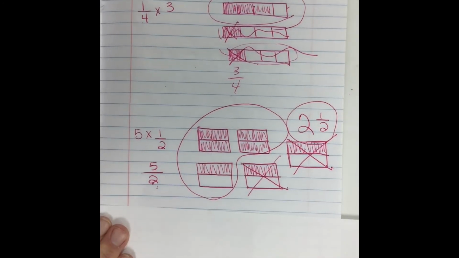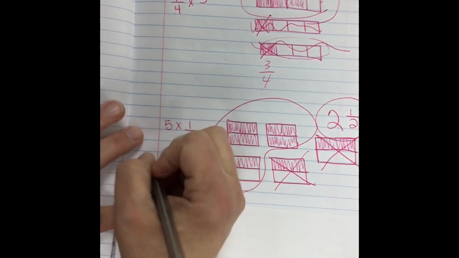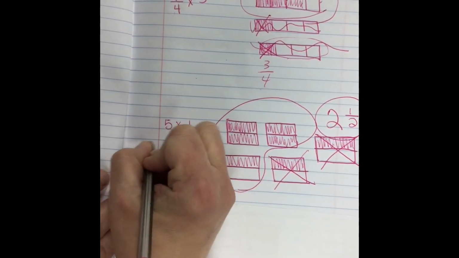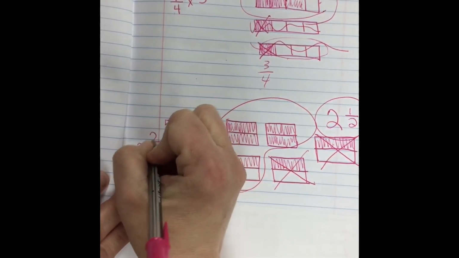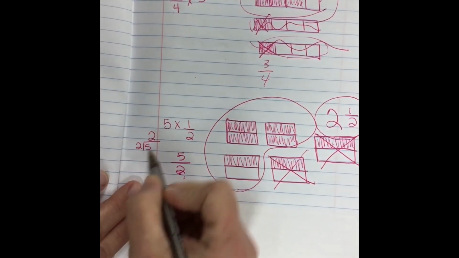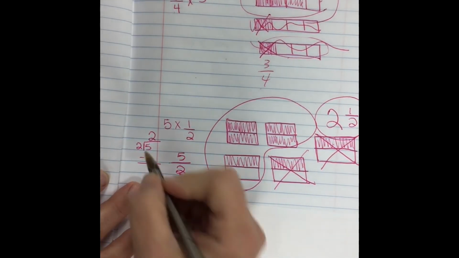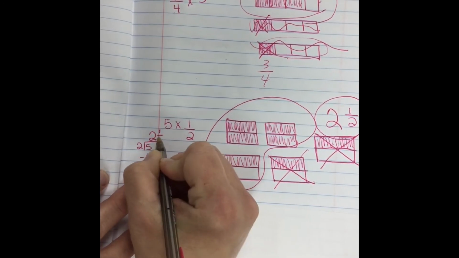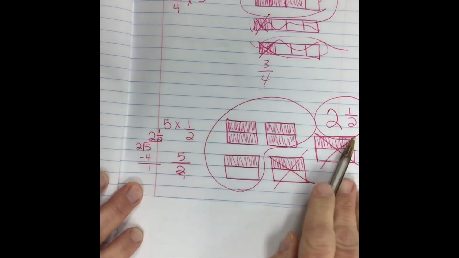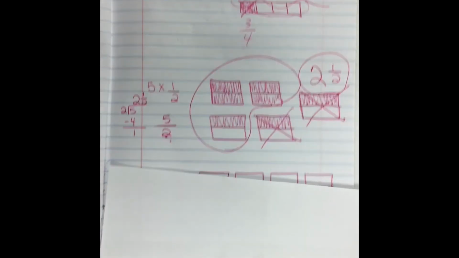2 and 1/2. If I take this 5 halves and I divide it, 5 divided by 2, 2 will go into 5 2 times. 2 times 2 is 4. Subtract 5 minus 4 is 1. 1 becomes the numerator. 2 stays the denominator. 2 and 1/2. Okay? It's really quite easy. This one shouldn't be too stressful.